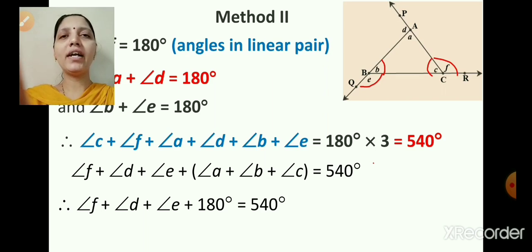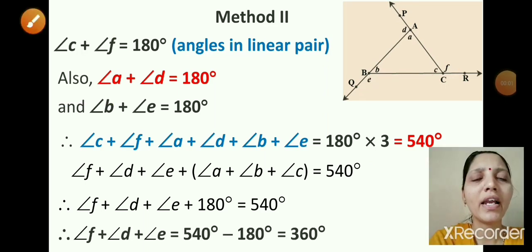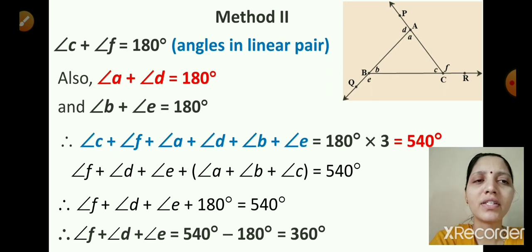Angle F plus angle D plus angle E plus, now angle A, angle B and angle C are the angles of a triangle, so their sum must be 180 degrees. So instead of angle A, angle B and angle C, we will write 180 degrees, that is equal to 540 degrees. Therefore, angle F plus angle D plus angle E is equal to 540 degrees minus 180 degrees, that is equal to 360 degrees. Hence we have proved that the sum of the measures of exterior angles is equal to 360 degrees. Now let's try to solve some problems from practice set 3.1.